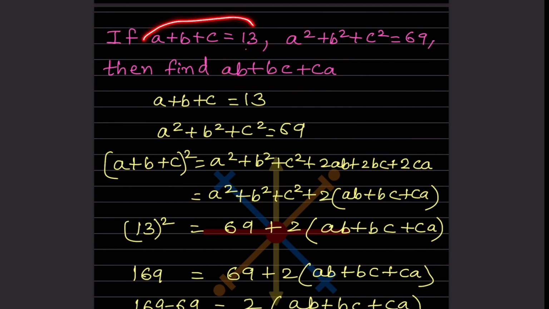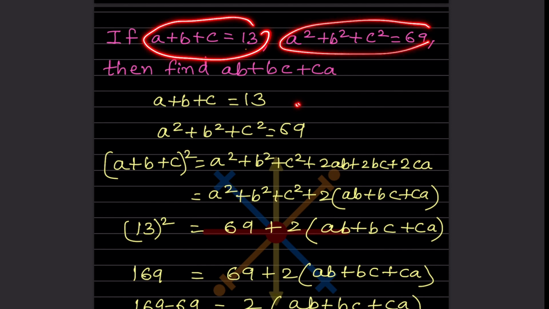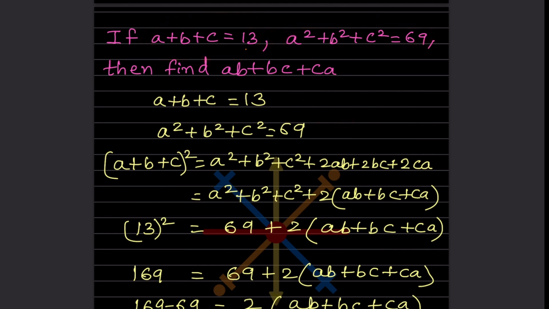So now let us start with this: a plus b plus c is equal to 13, and this let us write here. So now we have the formula. If we take the square of this one, (a plus b plus c) square, we'll write here the square of this one: a square plus b square plus c square, then 2ab plus 2bc plus 2ca.